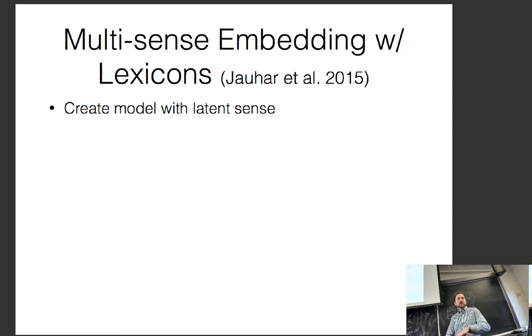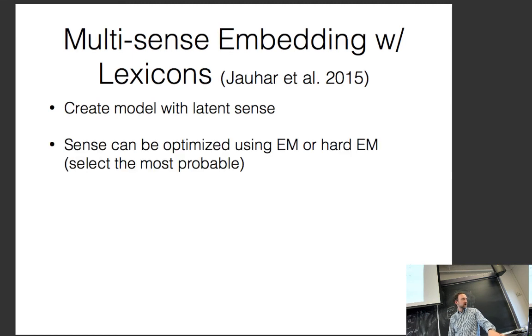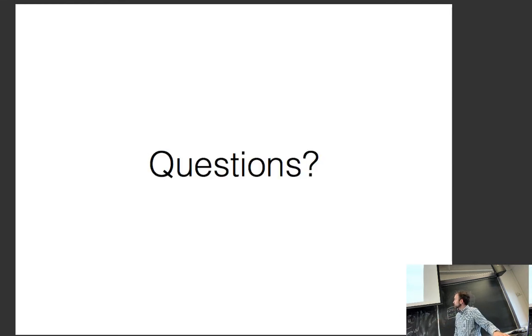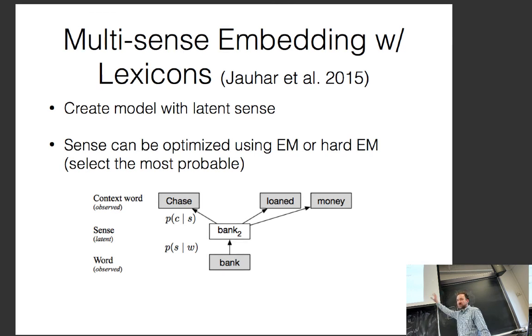So they create a model where each of these different meanings is separated, and they either optimize this using EM or a hard EM example, where they pick the sense that's most probable. So they basically predict the sense from the context, and then from the sense, they predict the context. And there's also a retrofitting version of this method as well. I haven't written this on the slides, but you can also do this post hoc with already pre-trained embeddings.